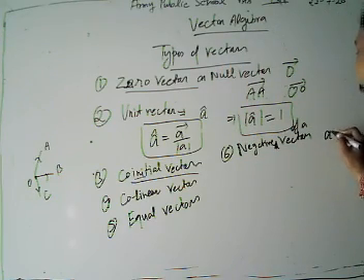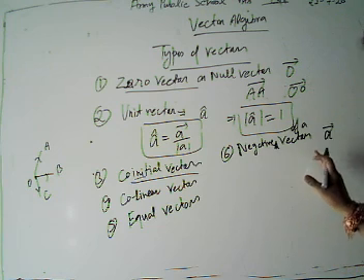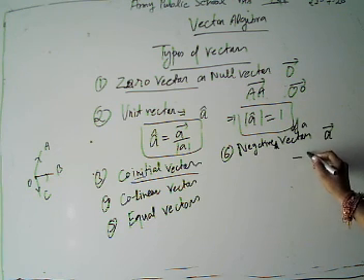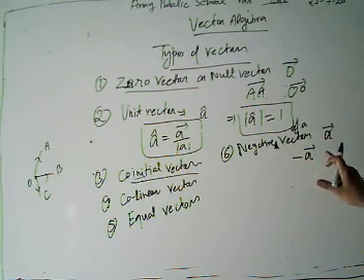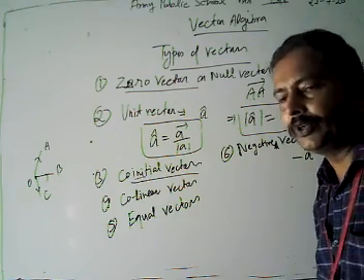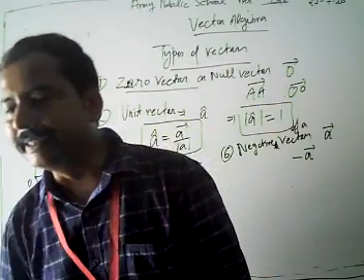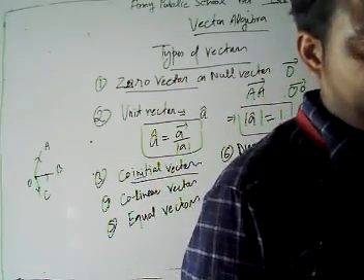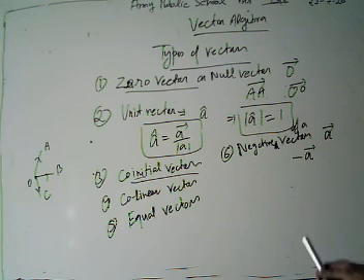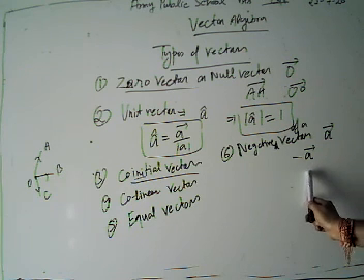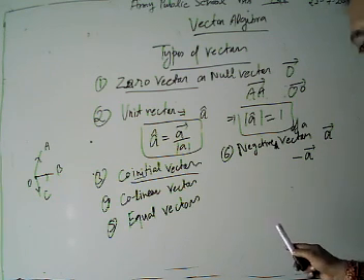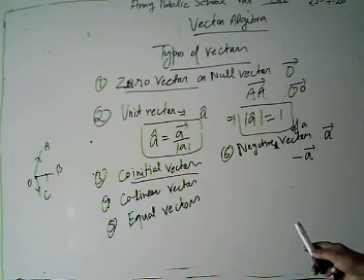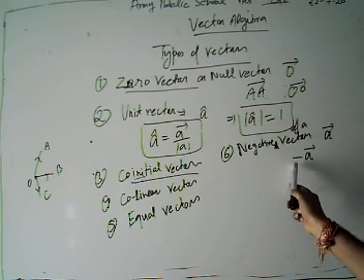Suppose we have a vector A, then the negative of vector A is given by minus times vector A. It has the same magnitude, but the direction is reversed. A vector whose magnitude is the same as that of a given vector, but whose direction is opposite to that of the given vector, is called the negative vector, and it is denoted by minus vector A.